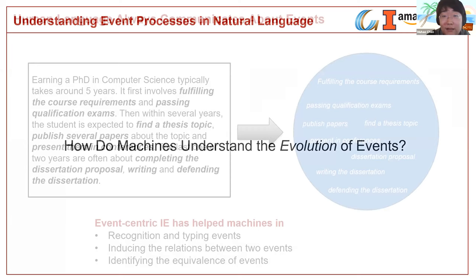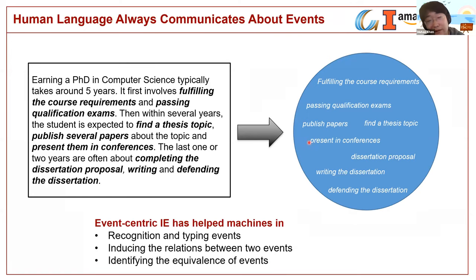So the first message here is that human languages always communicate about the progress of events. For example, when we talk about earning a PhD degree, we can talk about so many events, starting from fulfilling the course requirements to passing the qualification exam until we defend the dissertation. And definitely, understanding natural language by machines should also involve understanding this kind of evolution of events. I think in previous sessions, Manling and Chen have introduced a lot about how event-centric information extraction could help automatically recognizing and typing events and also identifying the relations between pairs of events.